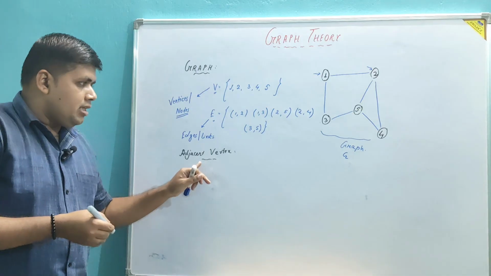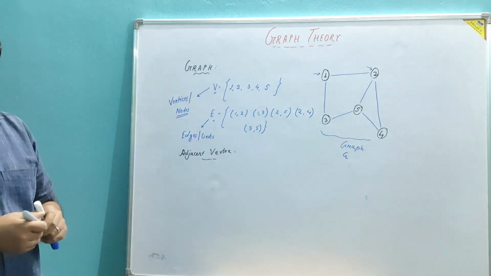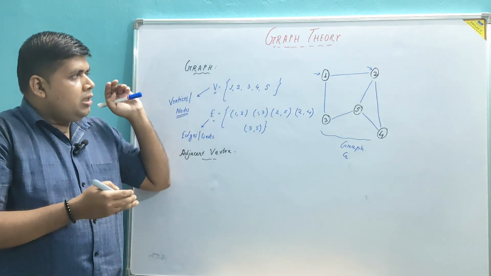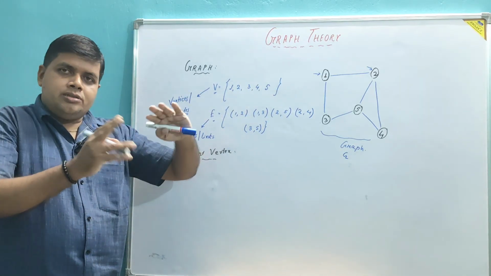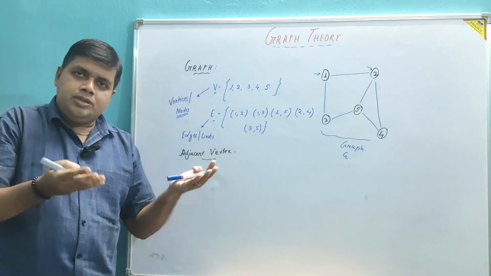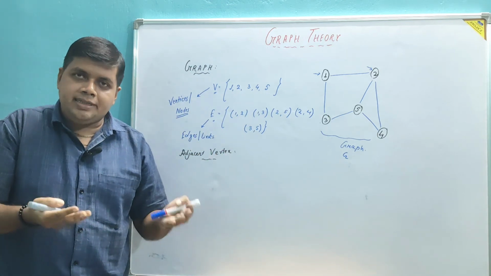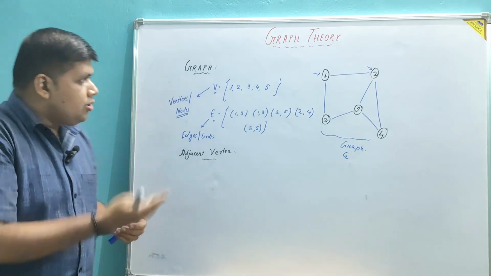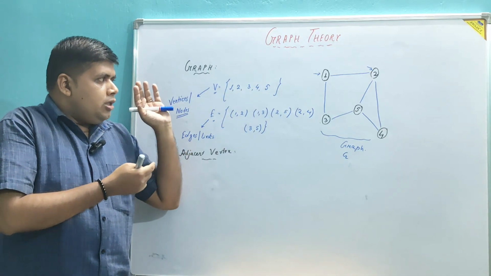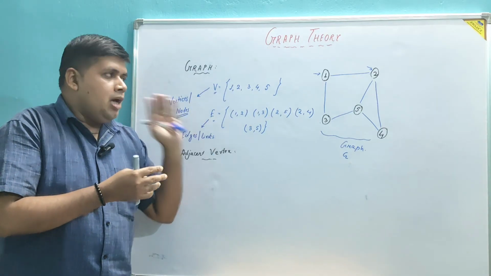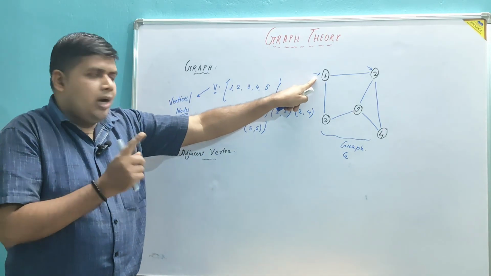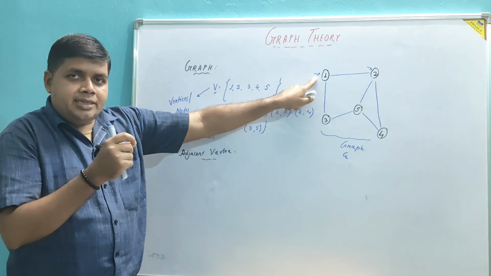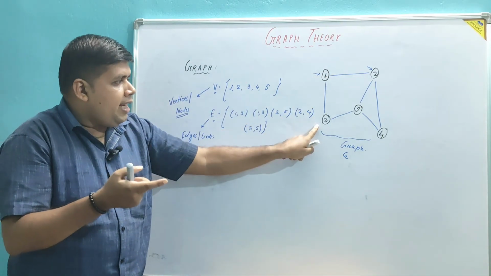Let's look into the term adjacent vertex. What does adjacent vertex mean? The term adjacent means nearby. In case of a graph, or in case of a geographical area also, two locations will be considered adjacent if there is a direct link or direct connection between them. If we look here, there are 5 vertices. If we consider the node 1 or the vertex 1, the vertex 1 has a direct connection or direct link with 2 and 3.